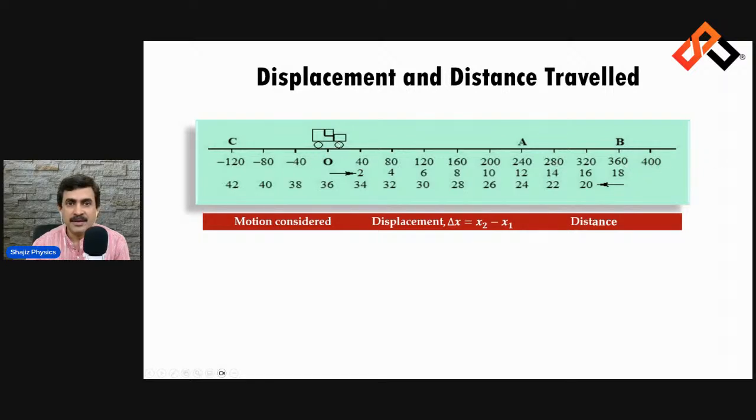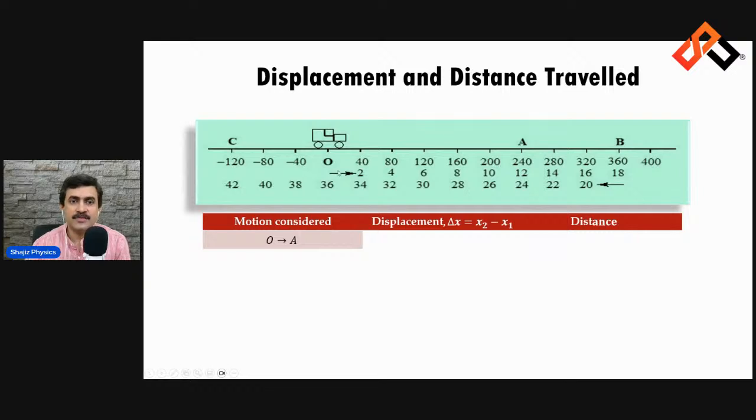Since displacement is direction specific, we are considering this direction to be positive. That means the direction from O to A is positive, and the direction from O to C is negative. So towards C from O, it is marked as minus 40, minus 80, minus 120. The negative sign indicates that the direction is opposite. Now we are considering various motions here.